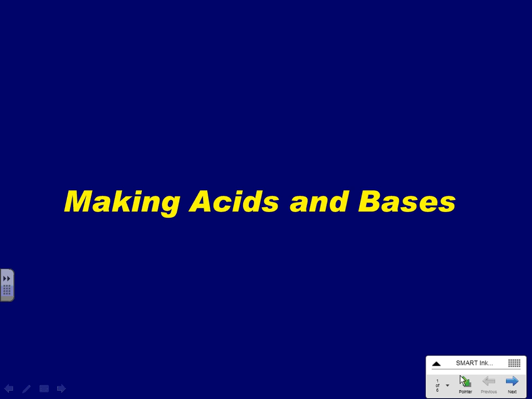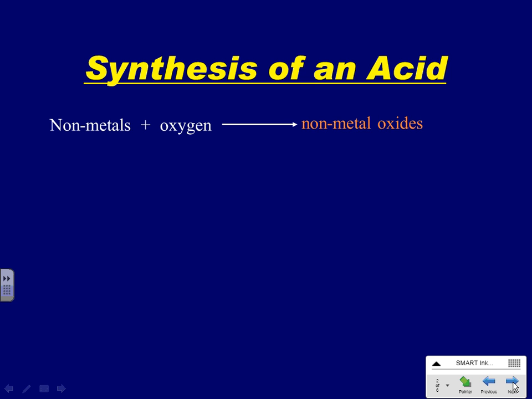All right. So now the last section here is on the origin of acids and bases. Actually, let's just go through this. There's no real exciting thing about this. Synthesis of an acid. When a nonmetal is combusted with oxygen, it produces an oxide of that particular element. We'll just call it a nonmetal oxide.